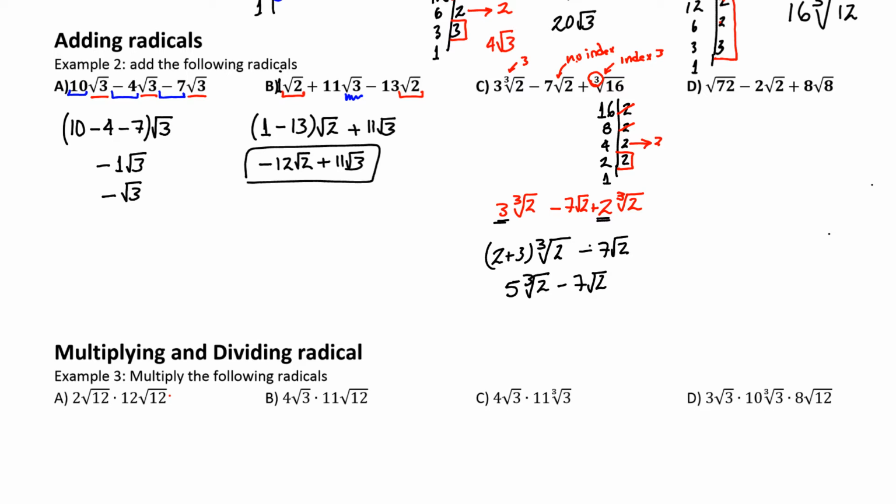Now these two, even though they have the same number inside, cannot be added together because the index is different. So a different index and a different radicand, which is the number inside, means that you cannot add them together.